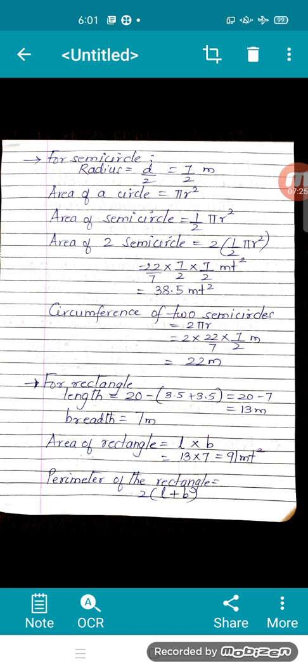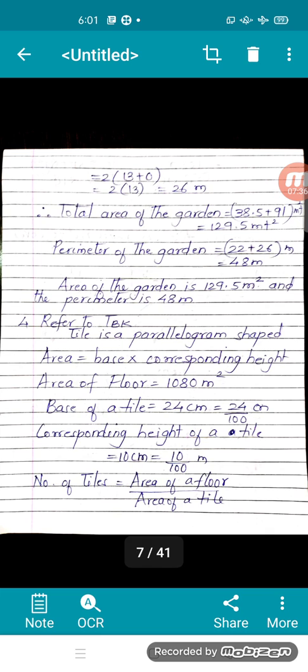Perimeter of the rectangle is 2 into (length plus breadth), 2 into (13 plus 0), so we get 26 meter. Total area of the garden will be 38.5 plus 91 meter square, 129.5 meter square. Perimeter of the garden will be 22 plus 26 meter, that is 48 meter. And please write the answer at the end.